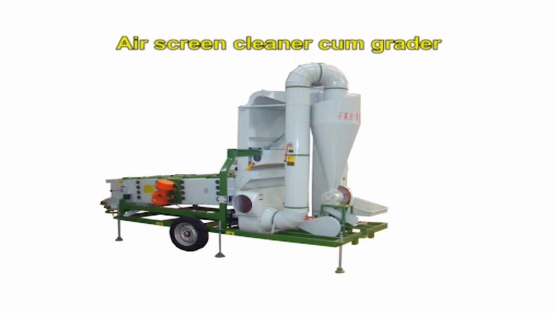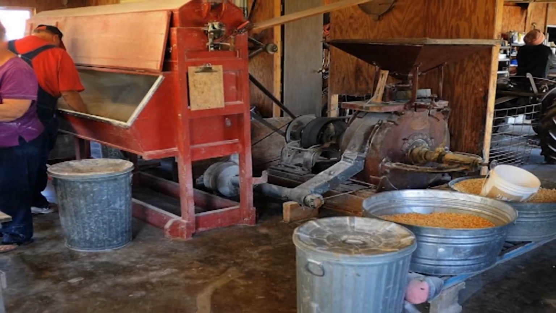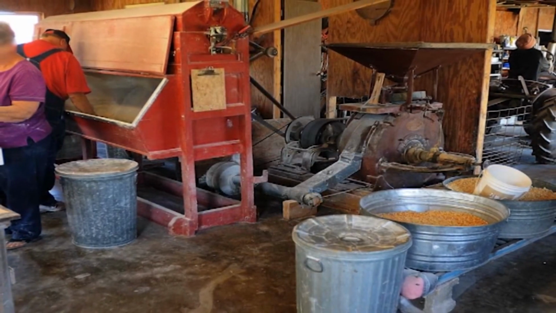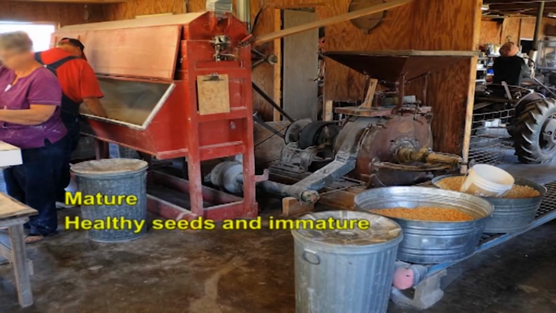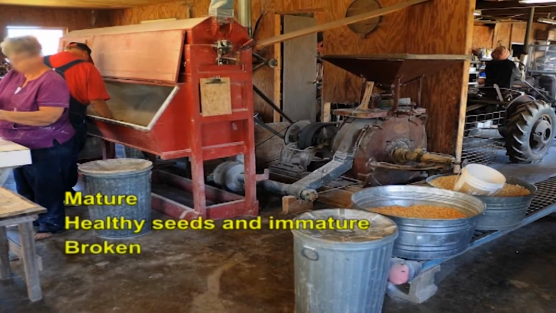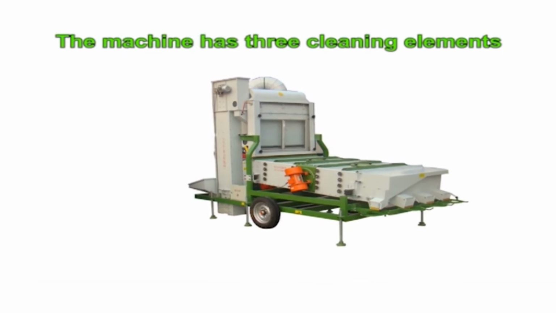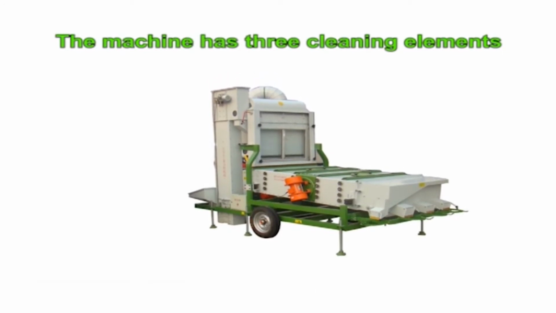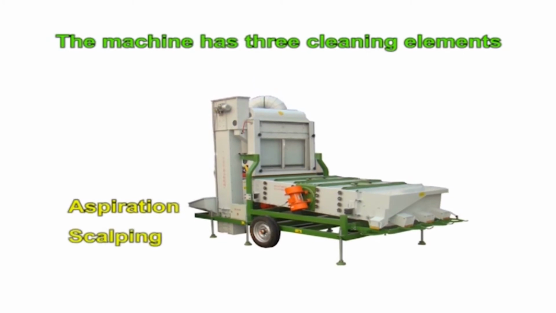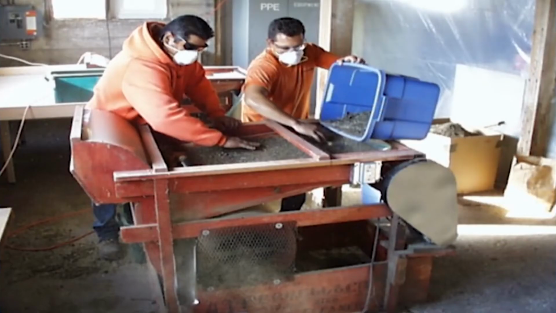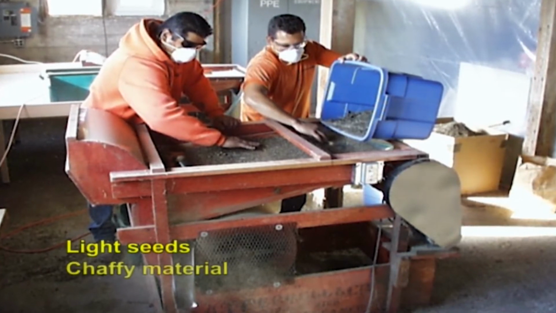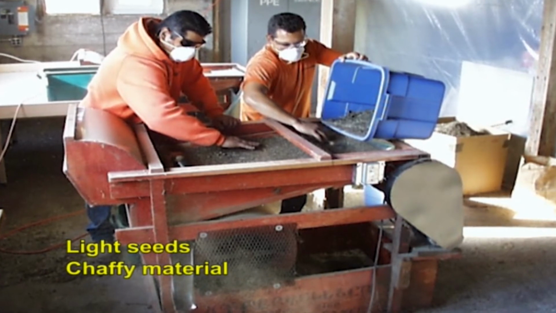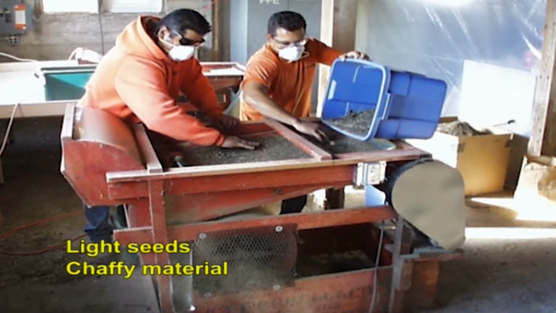The air screen cleaner cum grader is one such machine and is the most basic machine. The principle is based on the separation of undesirable material and seeds on the basis of differences among the mature, healthy seeds and immature, broken, undersized seeds. The machine has three cleaning elements, which are aspiration, scalping and grading. Aspiration is the process of removing lightweight seeds and chaffy material from the bulk seed mass.